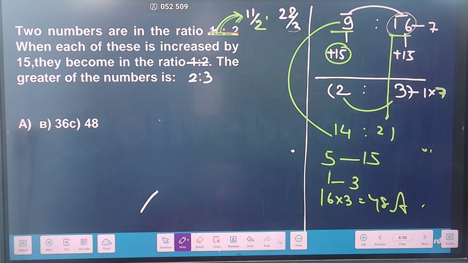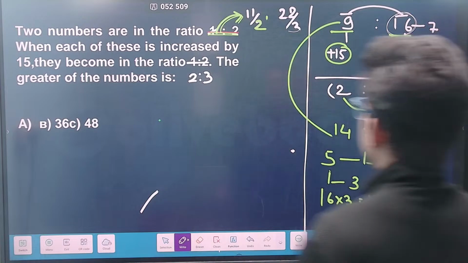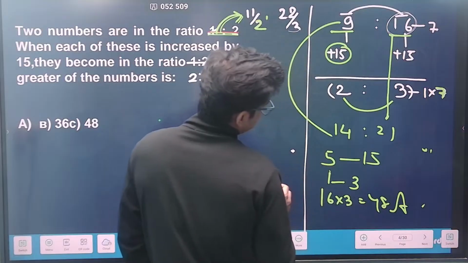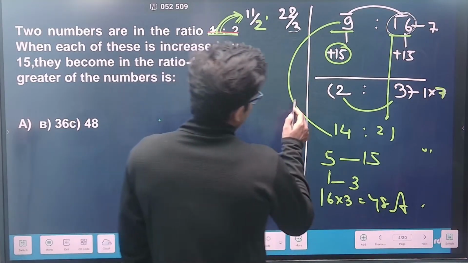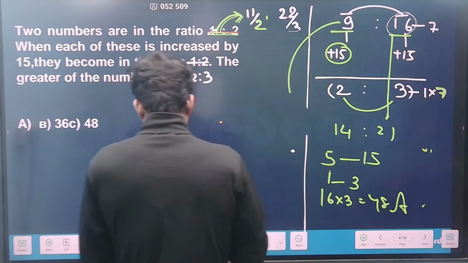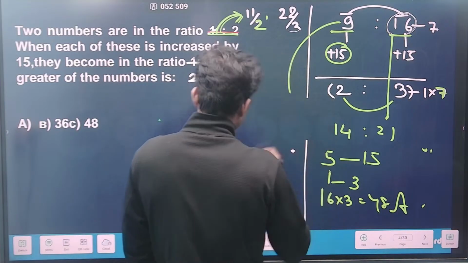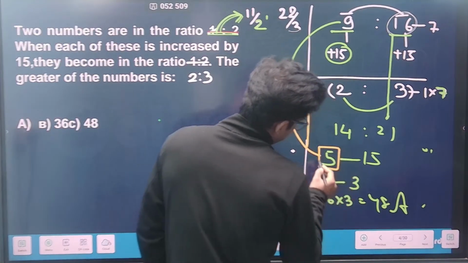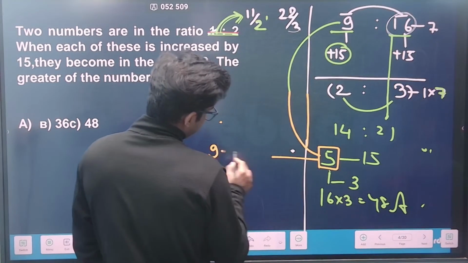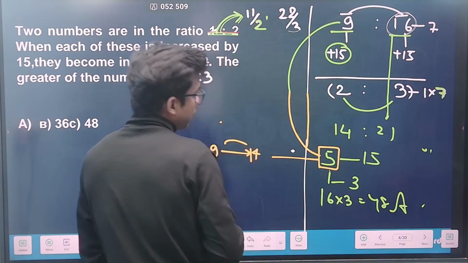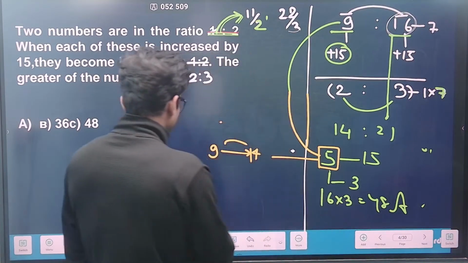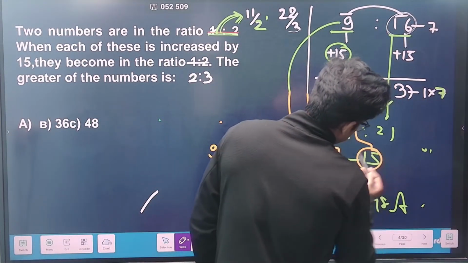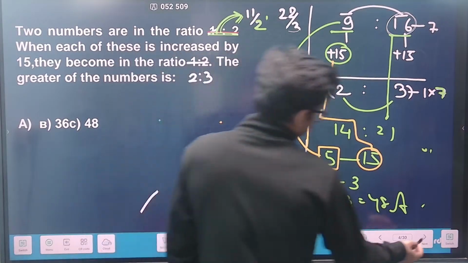So here also you can answer this. This is also the way through which you can answer, okay? Again I am saying, according to me, how much is added? According to me, 5 is added. Why 5 is added? 9 is becoming 14. So 5 is added. According to the question, how much is added? 15 is added. So 5 is 15, 1 is 3, 16 into 3 is 48.